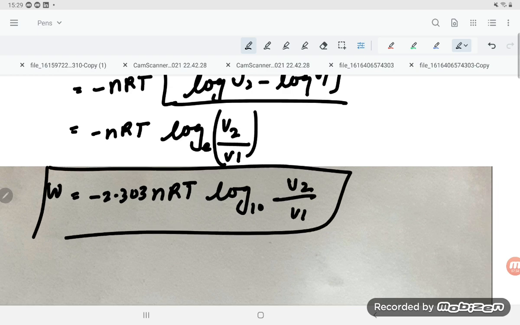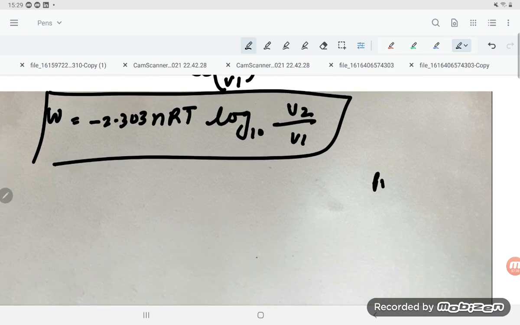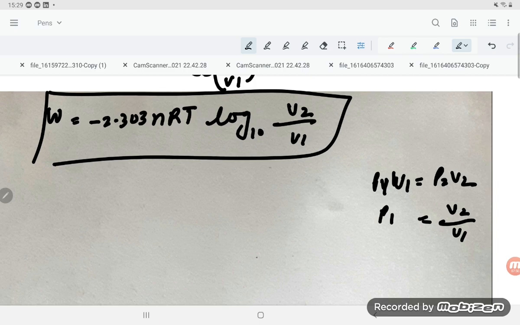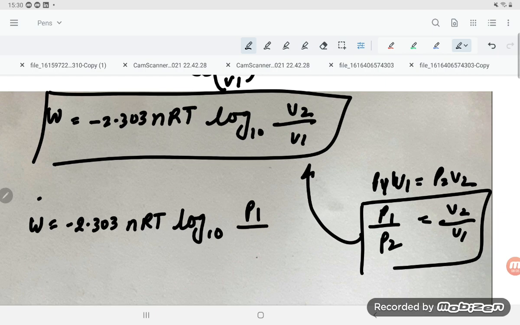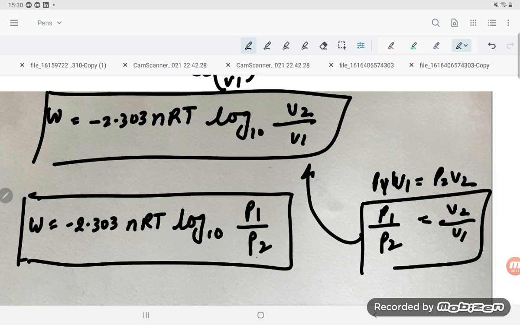This is the work W done in the isothermal reversible expansion. Since we know that P1 V1 is equal to P2 V2, V2 by V1 is equal to P1 by P2. So in place of V2 by V1 you can put P1 by P2. So W is equal to minus 2.303 nRT log 10 P1 by P2. This is our required answer.